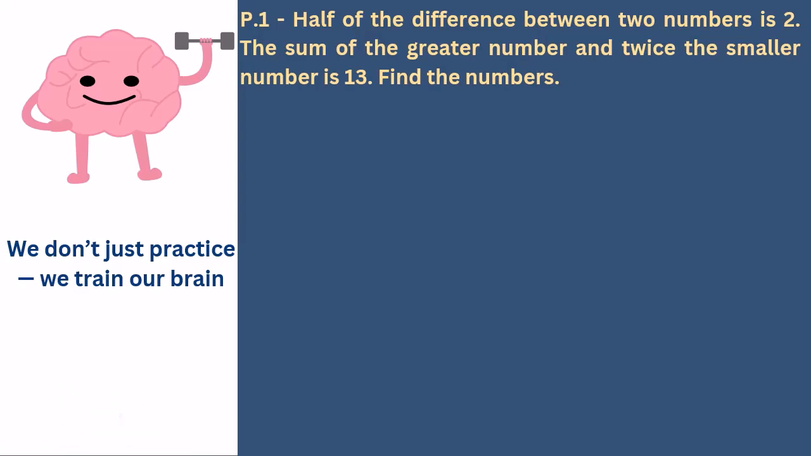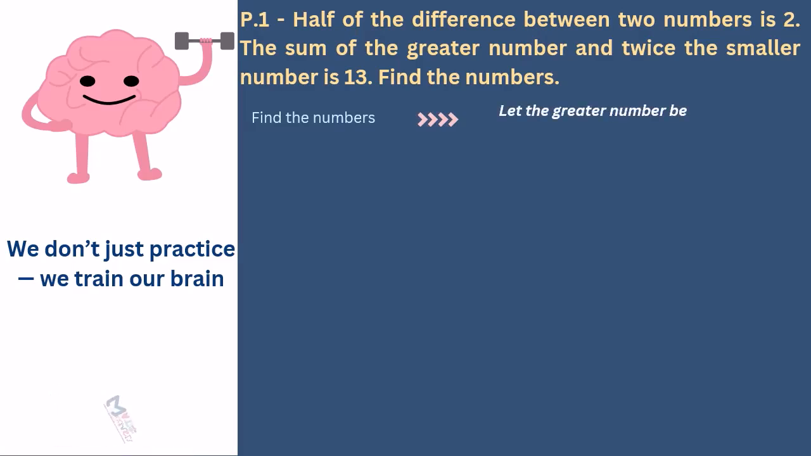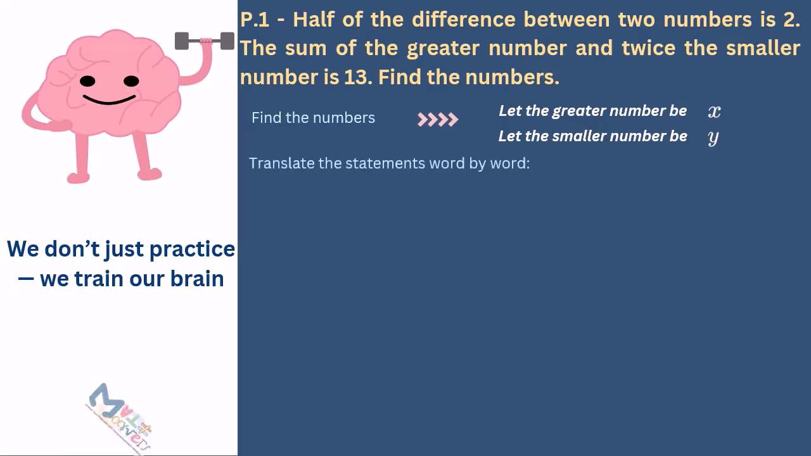First, study the situation. We are comparing two numbers. Clue 1, there's a difference condition. Clue 2, there's a sum condition. Now let's choose our variables. Let the greater number be x and the smaller number be y. Next, align each sentence as an equation.